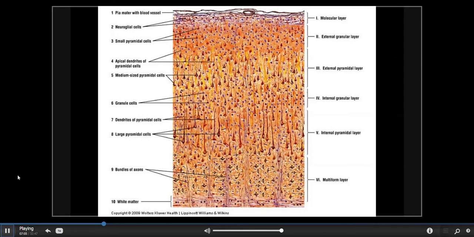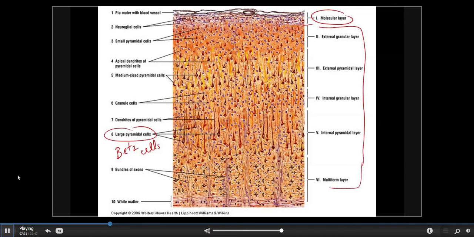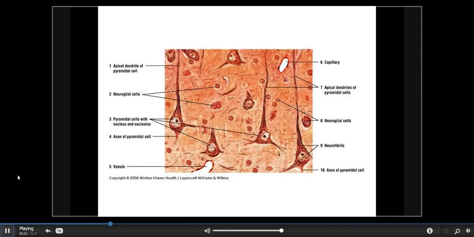This is showing you the histology of the cortex of the cerebrum. Going from most superior to deepest, you have the molecular layer. You have all these granulations going on here, layers 2 through 6. And it is here where you have these large pyramidal cells, the so-called Betz cells. And you can see a close up here to show you what these neurons look like. They're pyramidal in shape.